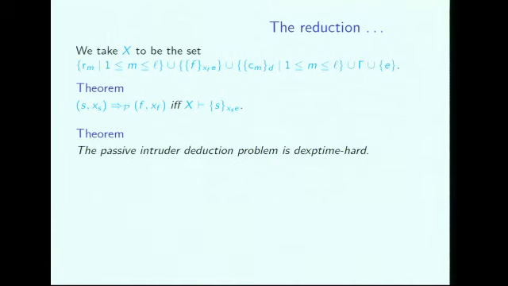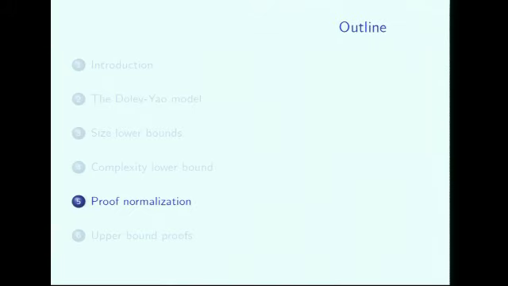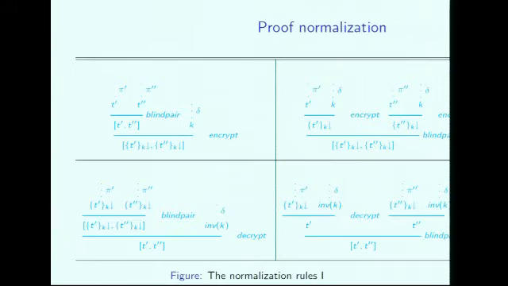And then we can show that a set of final configurations is reachable from the initial configuration if and only if the starting term is in fact derivable, and that shows that the passive intruder problem is DEXPTIME hard. For the upper bound, what we use is pretty standard ideas with proof normalization, except that the normalization rules are quite intuitive, but you have to be a little careful about the complexity of how we do it.